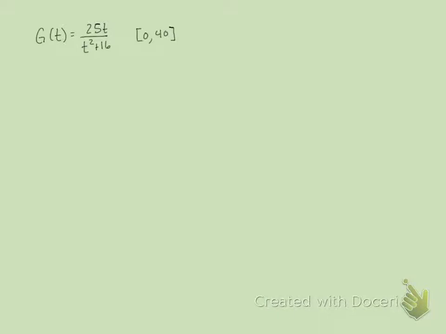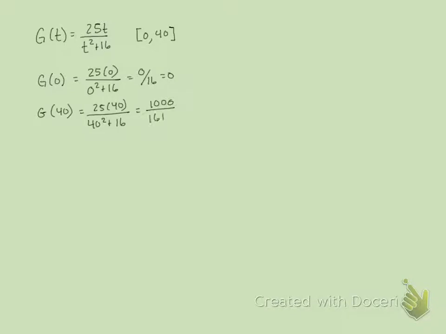So the first thing we should do is look at our endpoints. Looking at g of 0, we will have 25 times 0 over 0 squared plus 16, which will give us 0 over 16, or 0. And then g of 40 will be 25 times 40 over 40 squared plus 16, which will give us 1,000 over 1,616, which I'm going to write as 0.6188, just so I can do an easier comparison. So these are our endpoints.